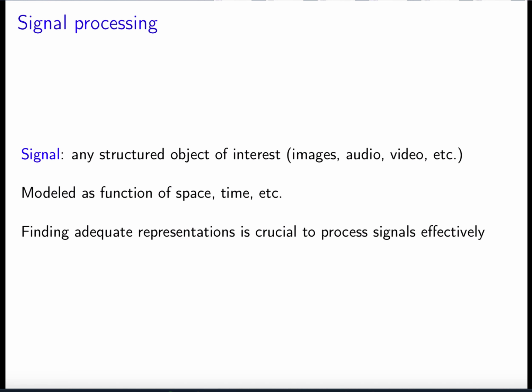Our motivation is signal processing. A signal is any structured object of interest, such as images, audio, video. They are modeled as functions of space, time, or some other variable. Finding adequate representations for these functions is crucial in many data analysis applications.